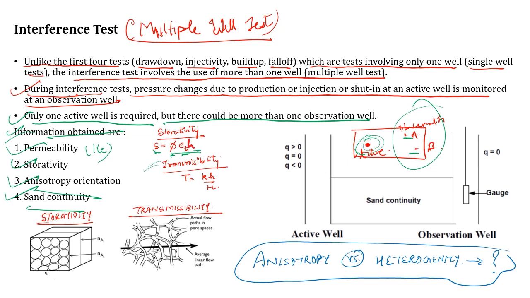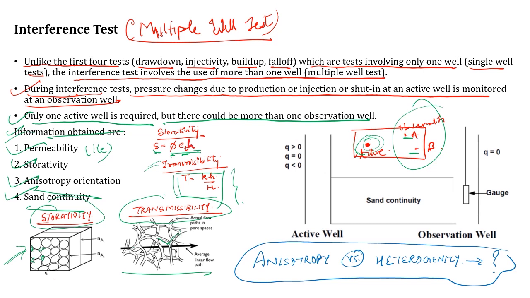Now coming to transmissibility, transmissibility is shown by capital T equal to kh by mu. Transmissibility means how easily a fluid can flow across a given porous media. Okay, so that's what transmissibility is all about. As you can see, the storativity is here. Coming to transmissibility, you can see that there are various channel flow paths over here. There are many flow paths, and how easily the fluid can flow through these flow paths is indicated by the transmissibility term.